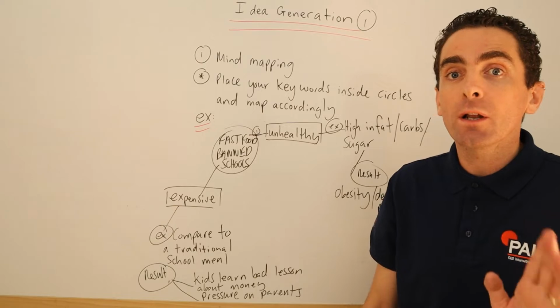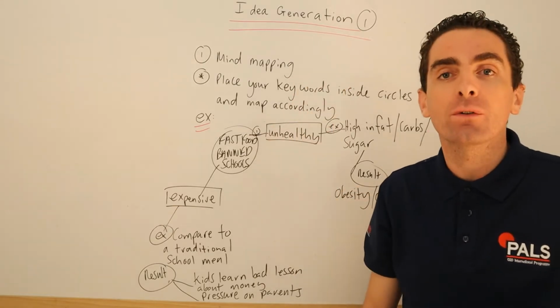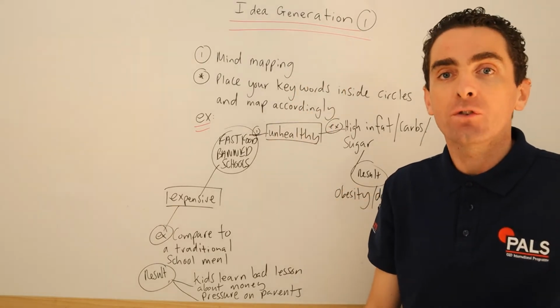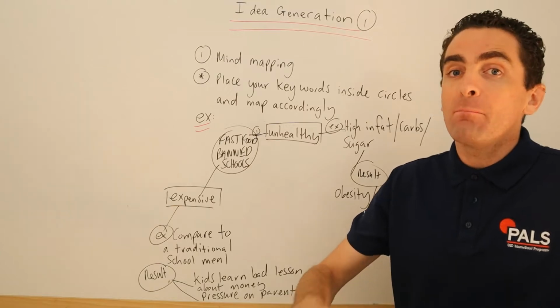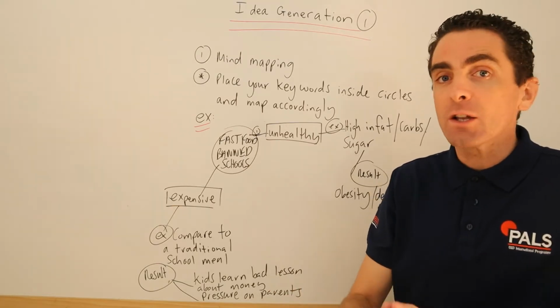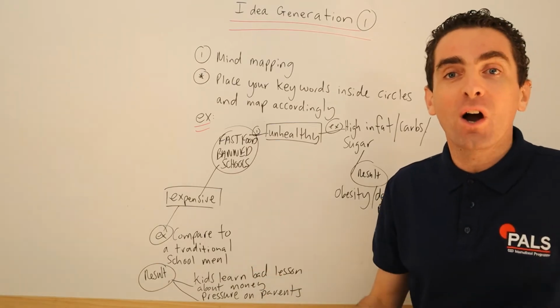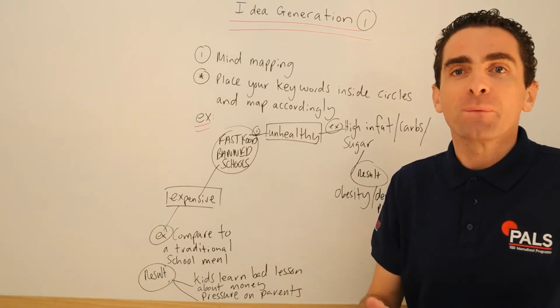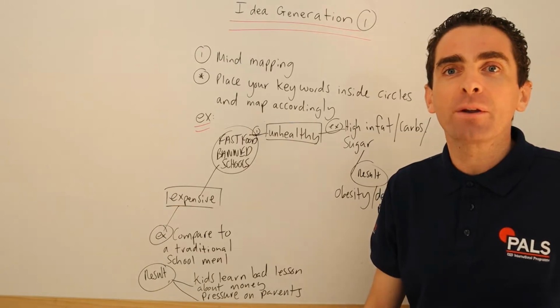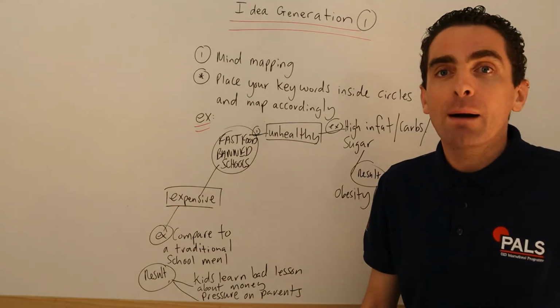In this video, we're going to learn about idea generation for IELTS Essay Task 2. This is a big problem for many students. They look at the question and they just go blank. What am I going to do? How can I possibly write about nuclear power? How can I possibly write about whatever the topic happens to be?